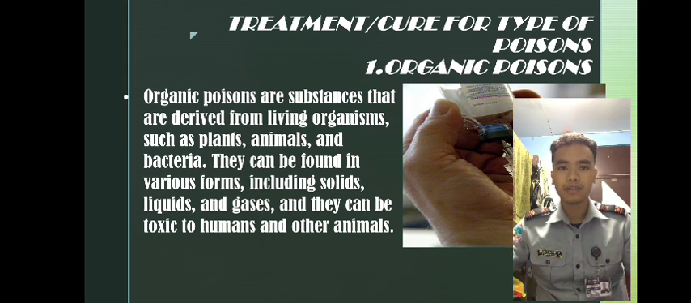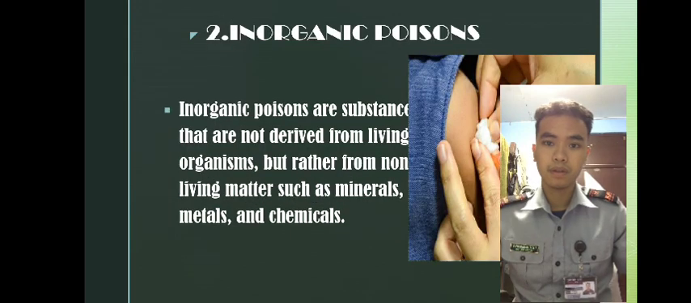Fourth, fungal toxins. Treatment for fungal toxin poisoning can include administering antifungal medications, providing supportive care like fluid replacement and oxygen therapy, and in some cases, using liver protectants or other treatments to reduce the effects of the toxin. Let us now proceed on the inorganic poisons.